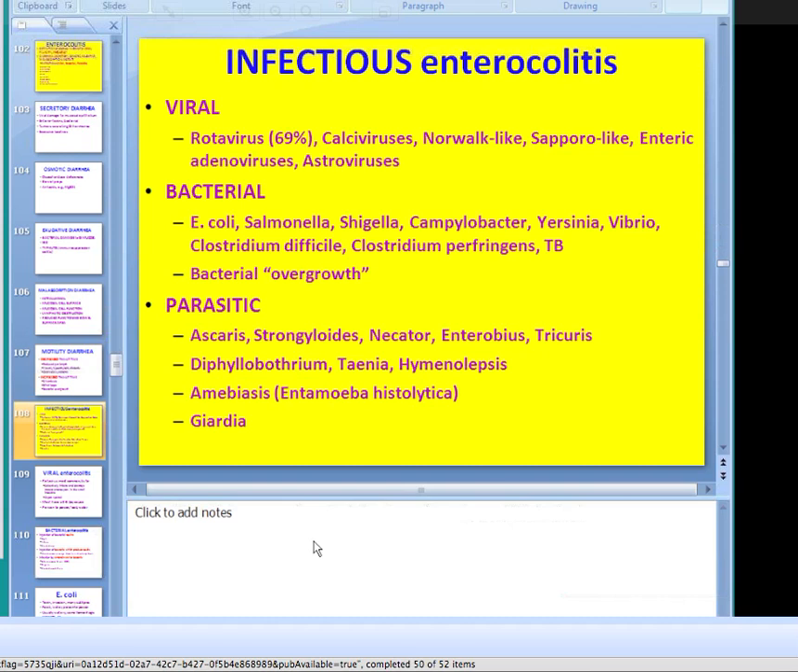Okay, let's talk about the common infectious endocarditis now. We know classically viruses and bacteria.